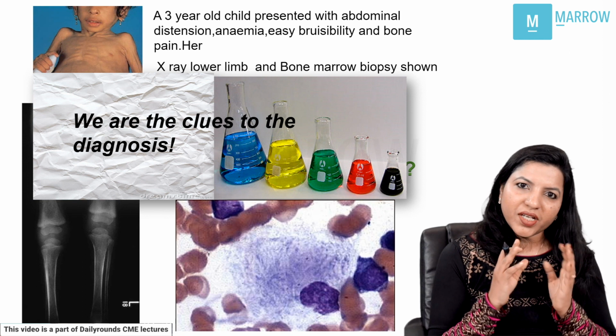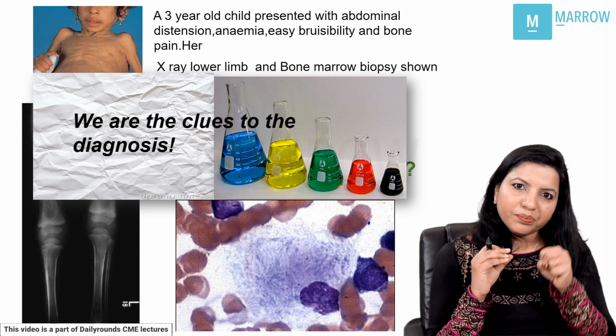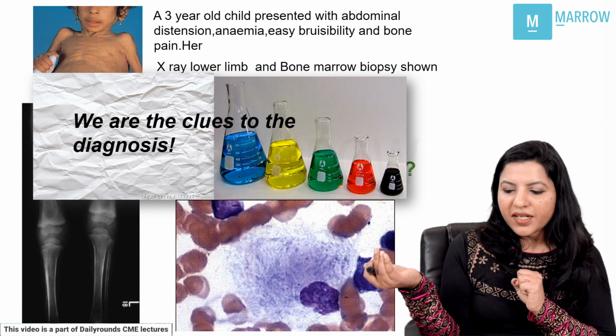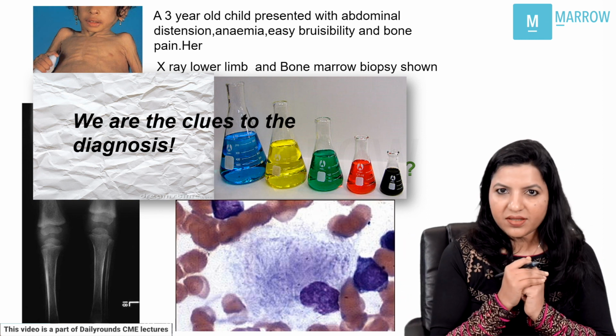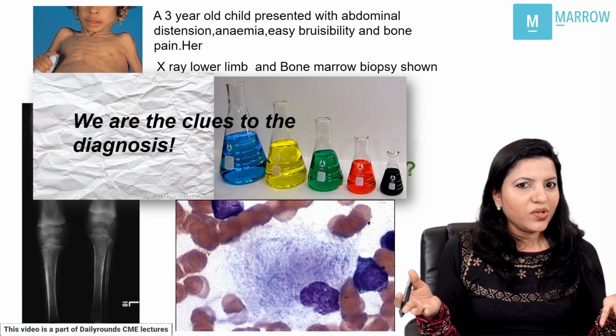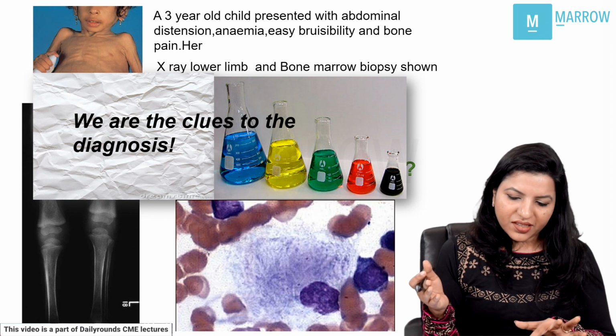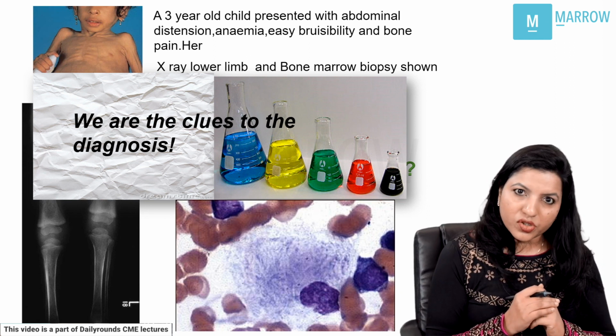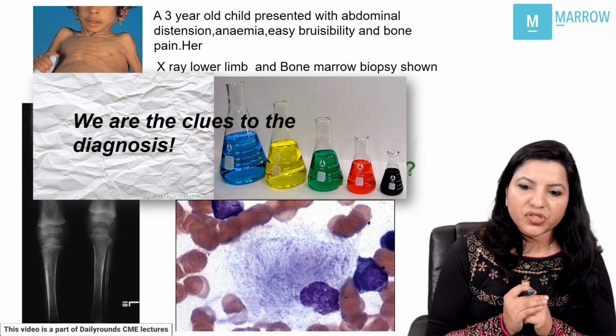On one side you can see a crumpled tissue paper, and on the other side what you are seeing is an Erlenmeyer flask. Yes, now you know it. It is none other than Gaucher's disease. Now we will discuss Gaucher's disease.